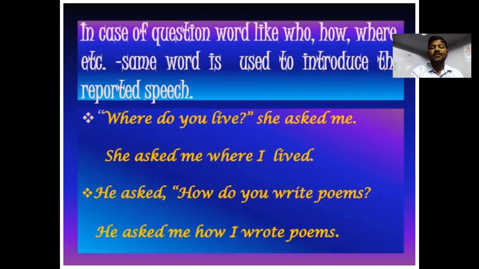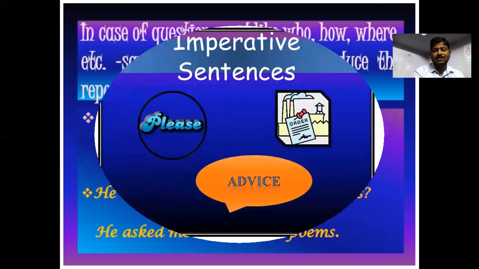Like this: "Where do you live?" She asked me where I lived. He asked her, "How do you write poems?" He asked me how I wrote poems. "Write" becomes "wrote" because of the past tense.